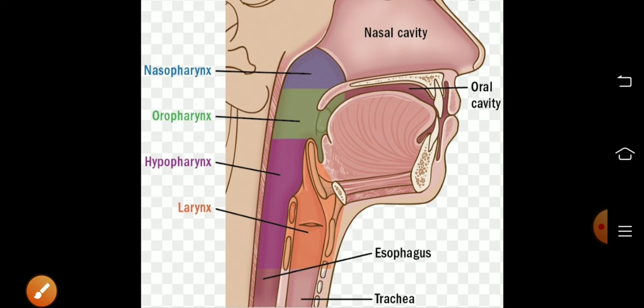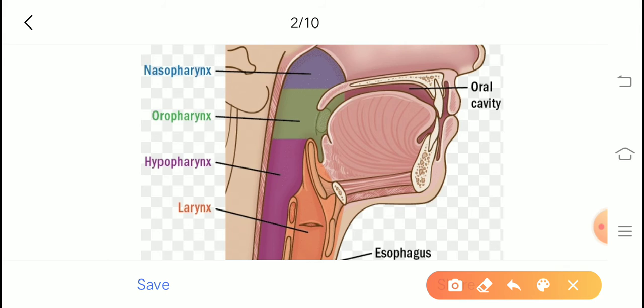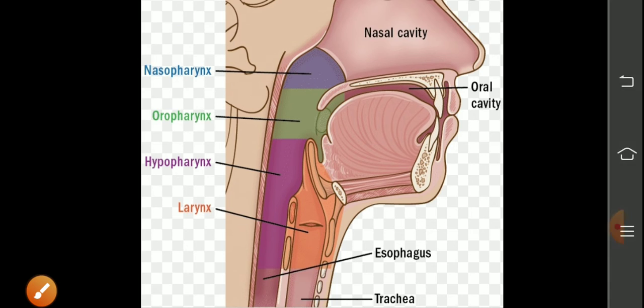Now next we are going to the next part of the pharynx, that is the oropharynx. The oropharynx is the second part. It gets its name because it is behind the oral cavity. The extent is very simple: from the sloping border of the soft palate till the upper tip of the epiglottis. So when you are seeing the boundaries, it is quite simple.